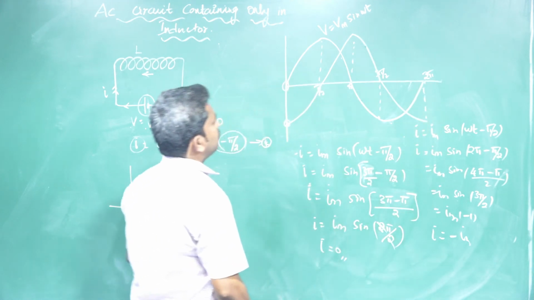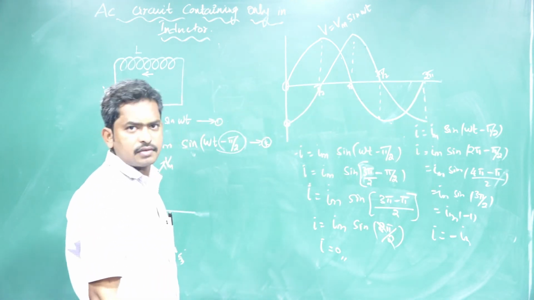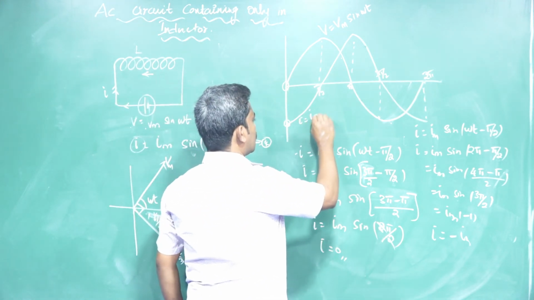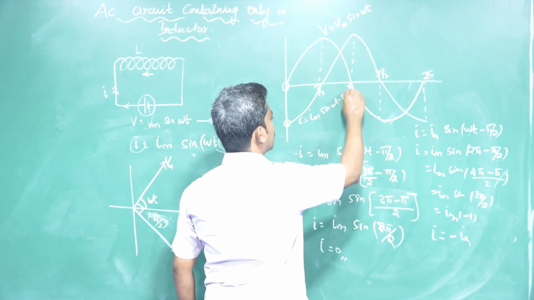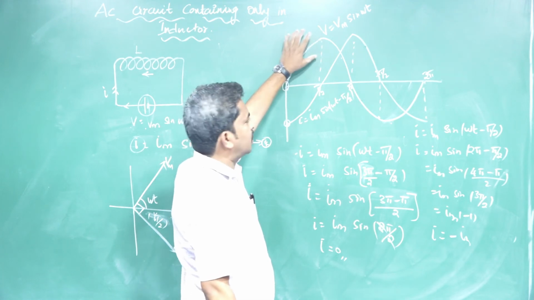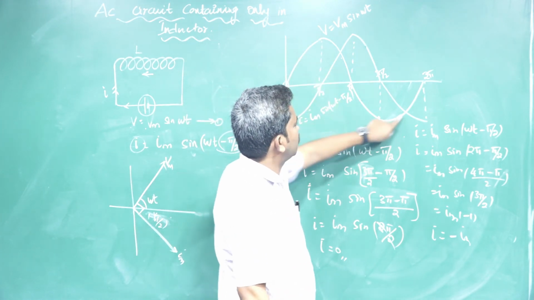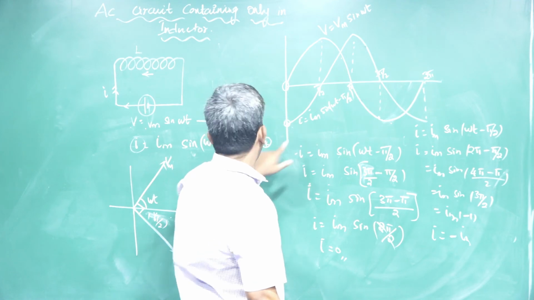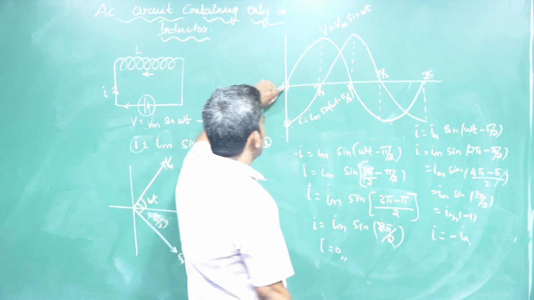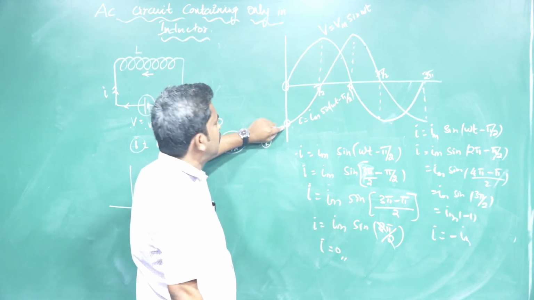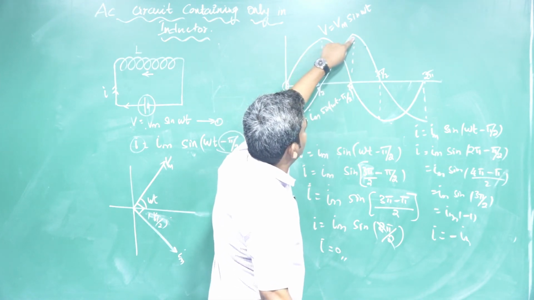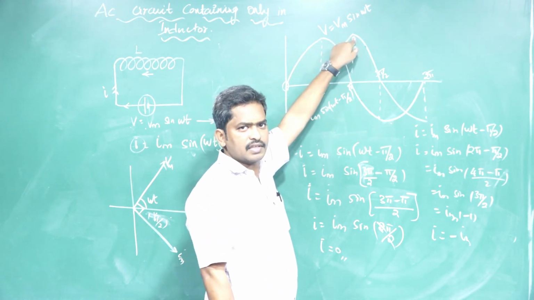See well, this is the equation of the current waveform, I = Im sin(ωt − π/2). This is the alternating current equation. The applied voltage is V = Vm sin ωt, a sine waveform, the alternating voltage waveform. And this is I = Im sin(ωt − π/2), the alternating current equation waveform. If voltage is 0, current is maximum. If voltage is maximum, current is 0. If voltage is 0, current is maximum. The phase angle is π/2.